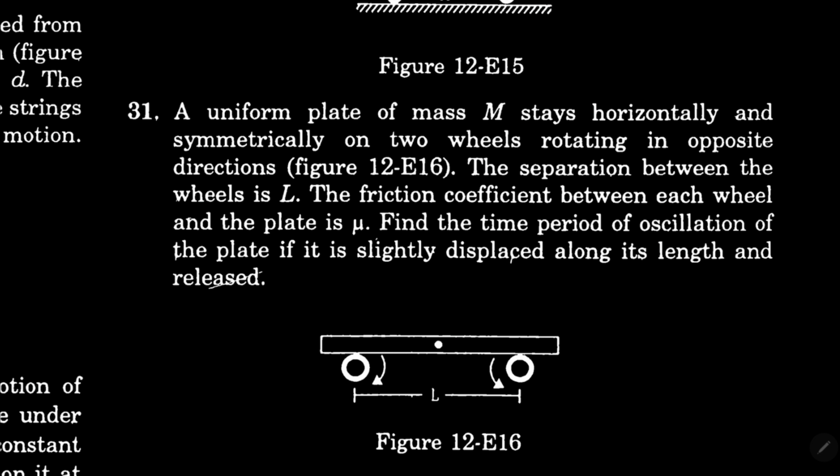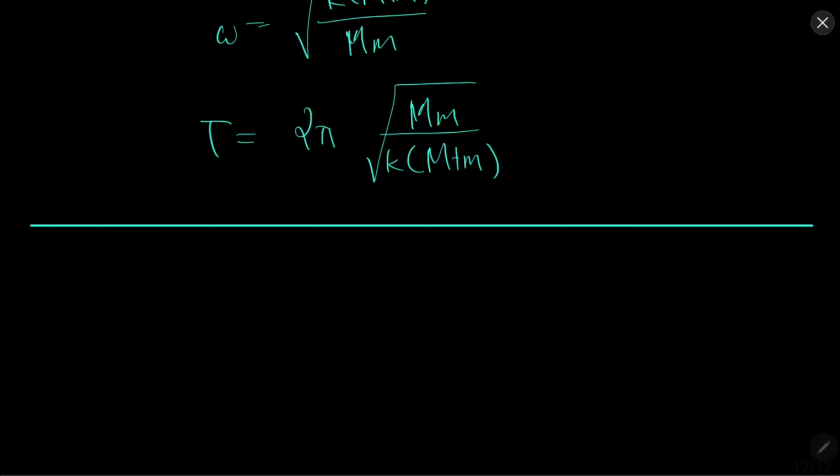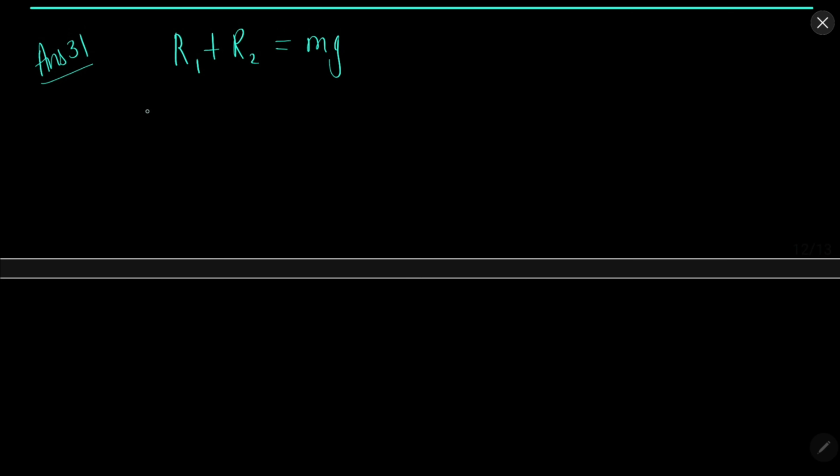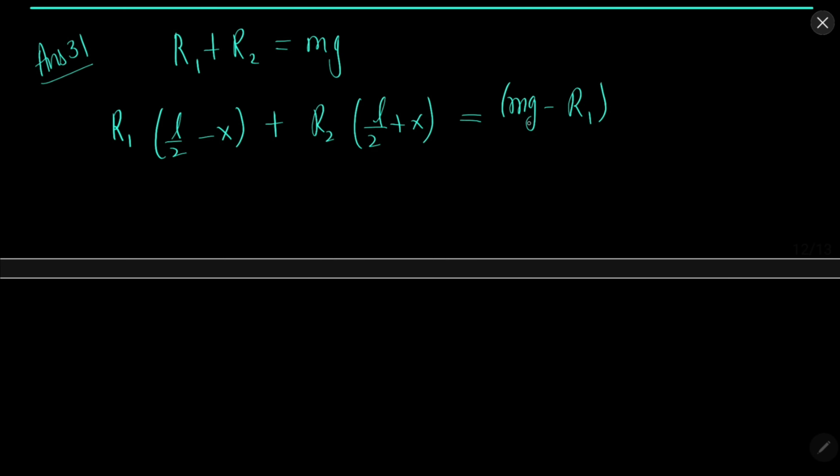In question 31, we have been given this figure. Find the time period of oscillation of the plate if it is slightly displaced along its length and released. Solution 31. So we will have this scenario. Normal forces will be mg. Now taking the moment about G, R2 (L by 2 plus x) mg minus R1 (L by 2 plus x).